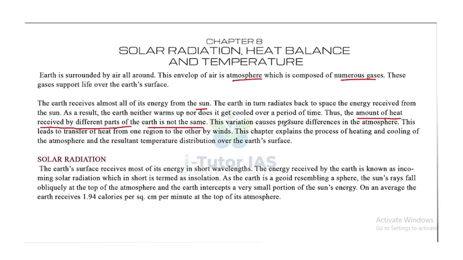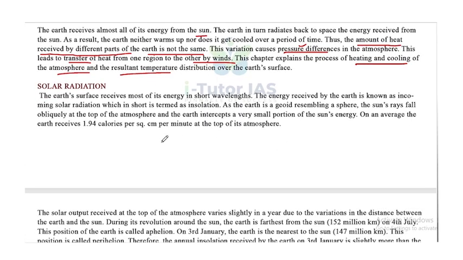This variation causes pressure differences in the atmosphere. This leads to transfer of heat from one region to the other by winds. So this chapter explains the process of heating and cooling of the atmosphere and the resultant temperature distribution over the Earth's surface. Now, solar radiation.